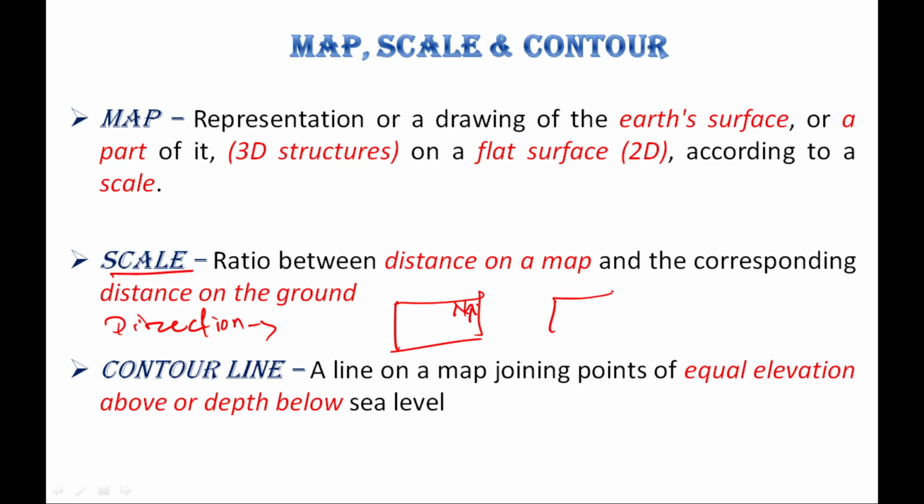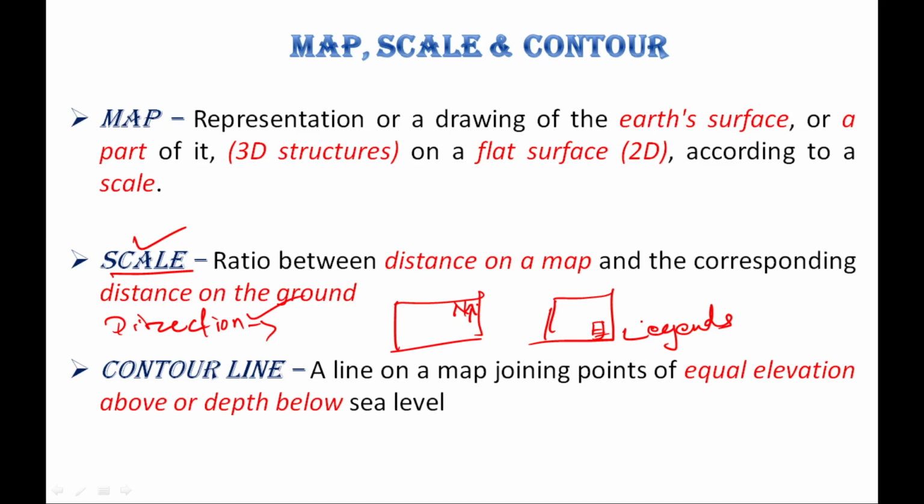and another one is legend. If you are using any color or any symbols here, you have to mention them in the map. Three things are important: scale, direction, and legends. Legends means the symbols you have used in the map to represent something, or the colors you have used to represent something.